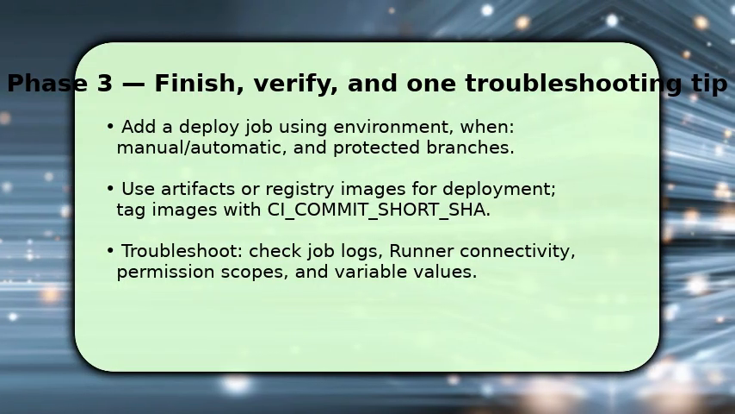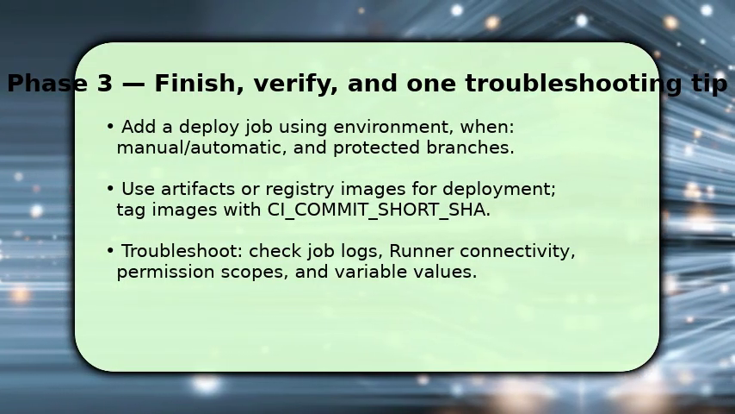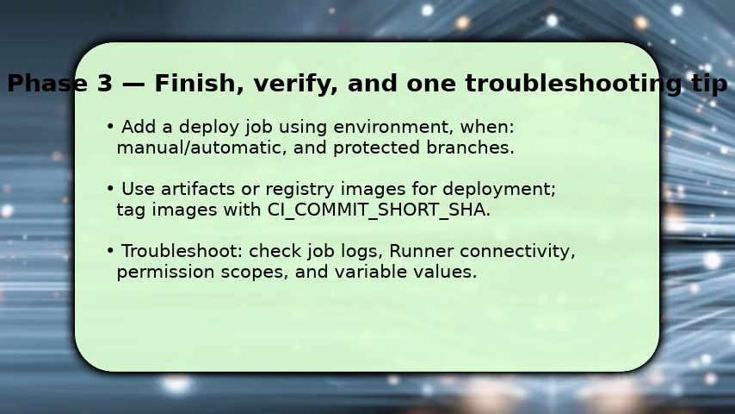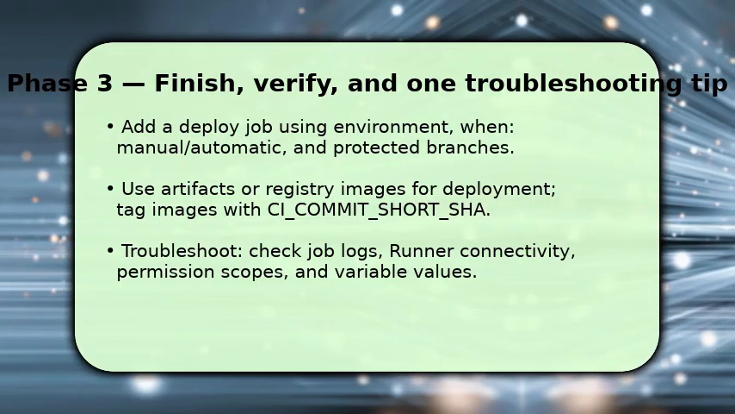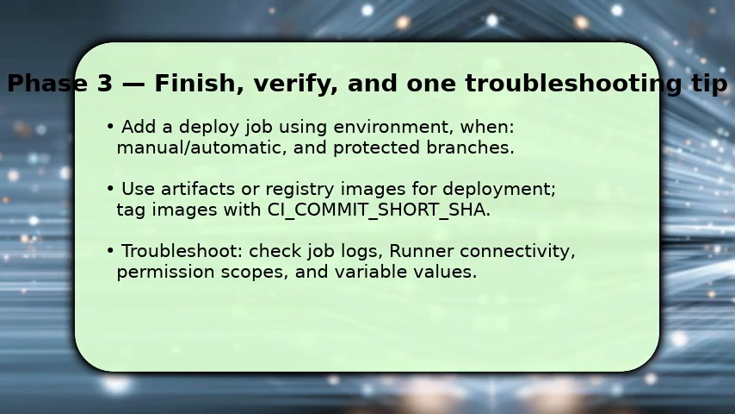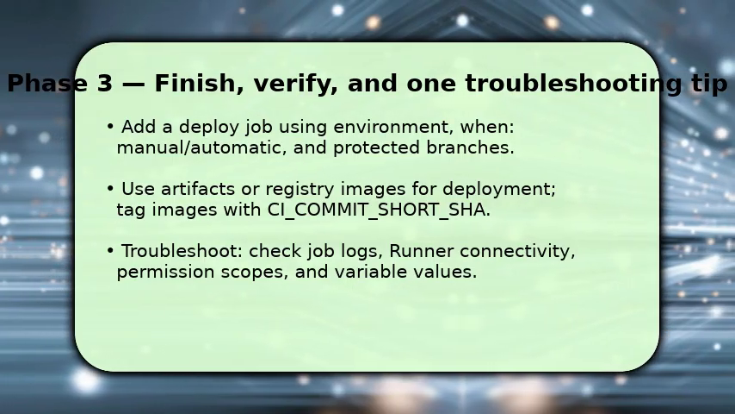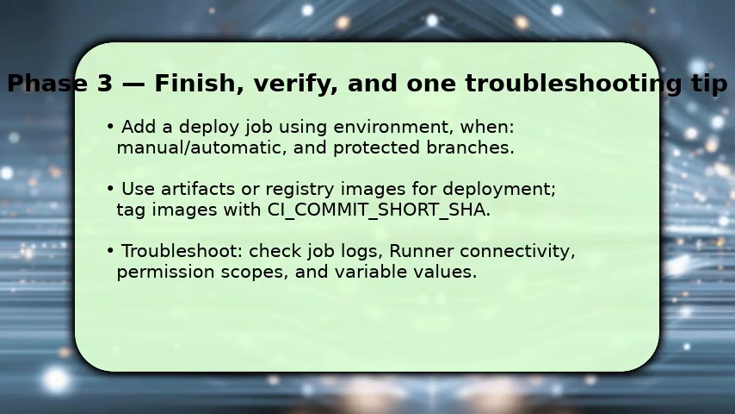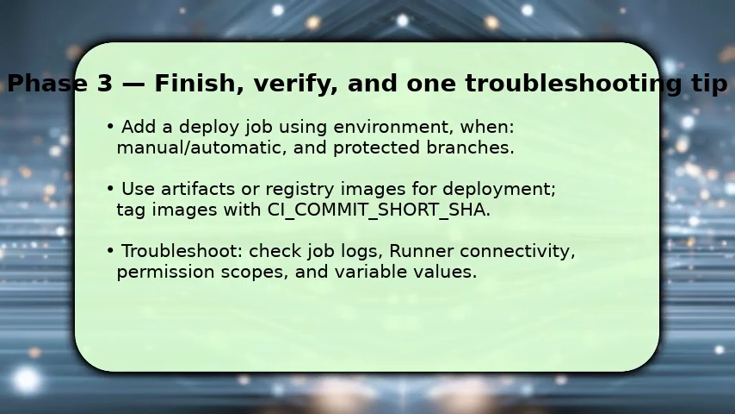Once done, run a full pipeline. Watch each stage. If something breaks, inspect the job log first, then verify runner connectivity and GitLab permissions, and confirm CI variables are correct. A single tip: rerun the failing job with full debug output to isolate the root.